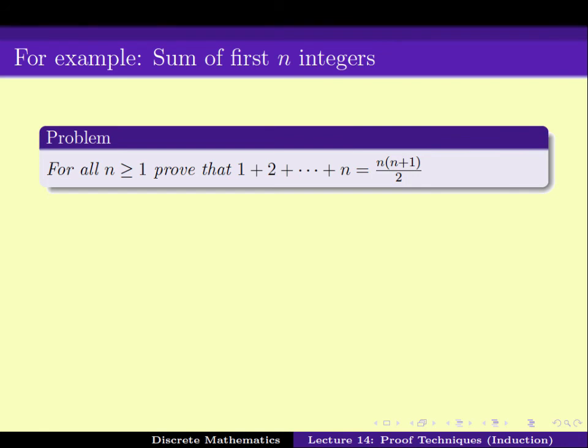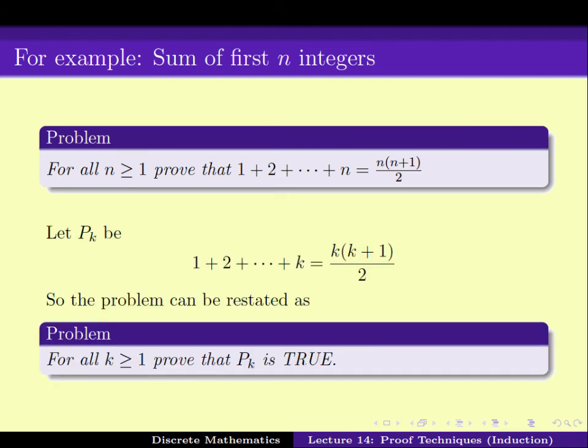So let's look at this first problem. The problem was that for all n, prove that the sum of the first n integers is n into n plus 1 by 2. Now I have split up this problem into sub-problems, namely where Pk is: the sum of the first k integers is k into k plus 1 by 2. And the main problem boils down to proving that for all k, this statement is true.